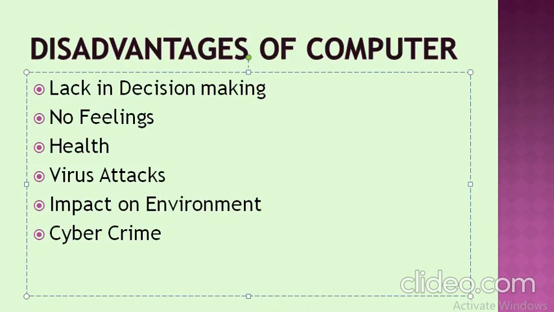Then the other disadvantage of computer is cyber crime. So what does cyber crime mean? Using internet through computers may increase the number of crimes like stealing of data. Stealing means taking someone's data without permission. Stealing data and bank frauds. What do bank frauds mean?